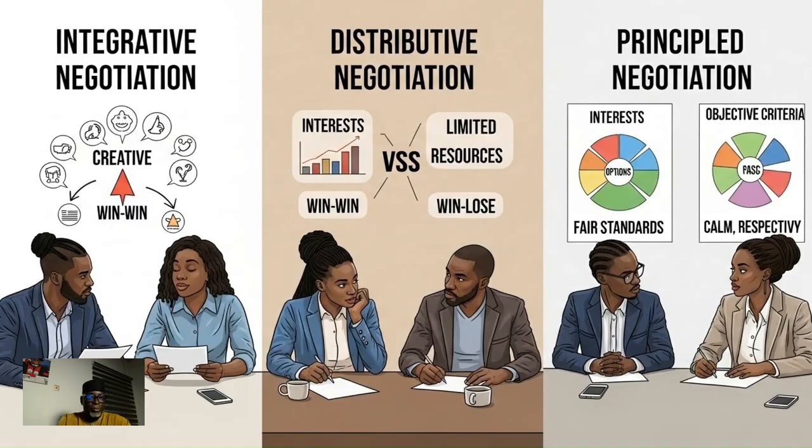The second is distributive negotiation, often referred to as the win-lose negotiation. This strategy involves dividing a fixed amount of resources. It is competitive in nature and even adversarial, because each party is trying to maximize their gain at the expense of the other party. Now, principled negotiation is based on the Harvard Negotiation Project. This approach emphasizes four key principles. That means separating the people from the problem, one, and focus on interest rather than positions, two, generate a variety of options, three, and also insist on using objective criteria.